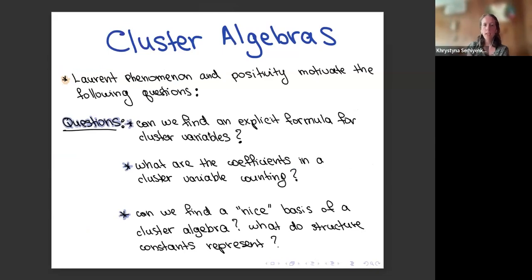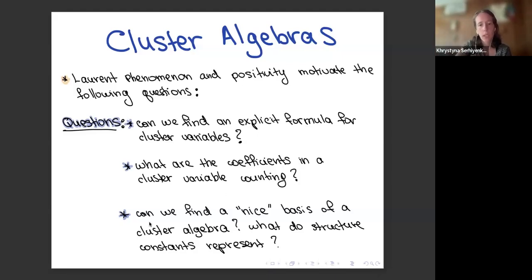All right, so out of this, the Laurent phenomenon and positivity motivate the following questions, which have driven a lot of work in cluster algebras. First of all, can we find an explicit formula for cluster variables? We don't want to be doing mutations and all of these things. It actually is quite involved if you have more complicated quivers, as you've seen in that other example. Can we get an explicit formula which doesn't use the recursions for the cluster variables? Another question: since we know that the coefficients are positive integers, what are they counting? Can we find some sort of interpretation for them?